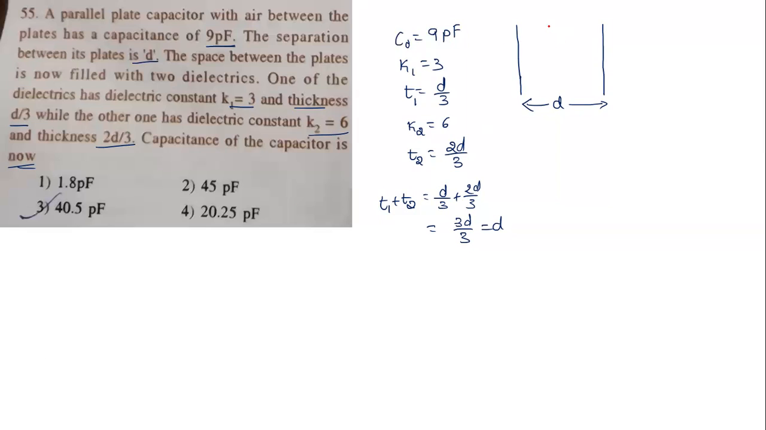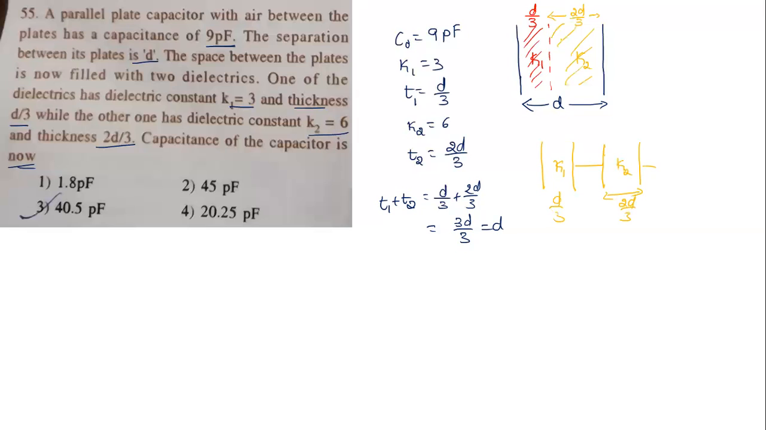Now the first portion is filled with dielectric constant K1 with a thickness of D by 3. The second portion is filled with dielectric constant K2, with thickness 2D by 3. If I separate the capacitor, this is the first capacitor filled with dielectric constant K1, connected to the second capacitor filled with dielectric constant K2. Its separation between the plates is 2D by 3.